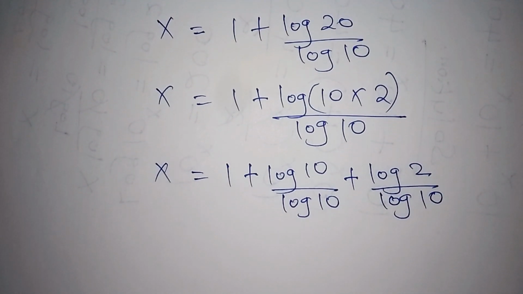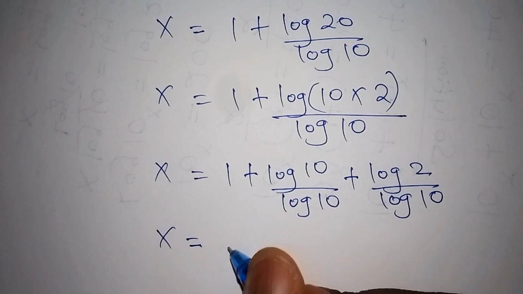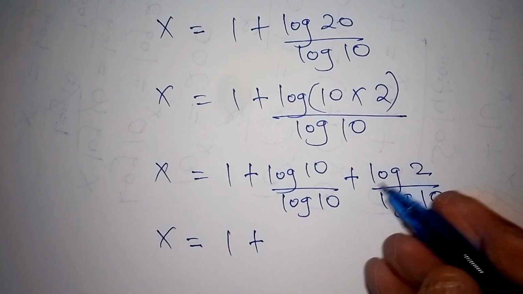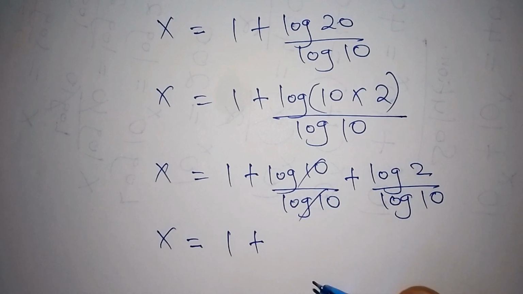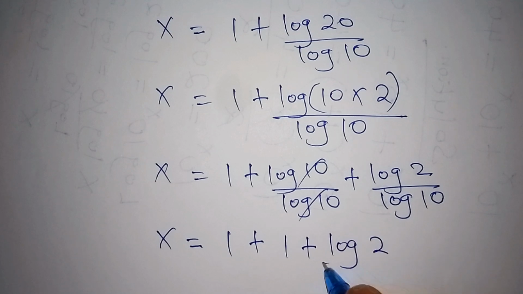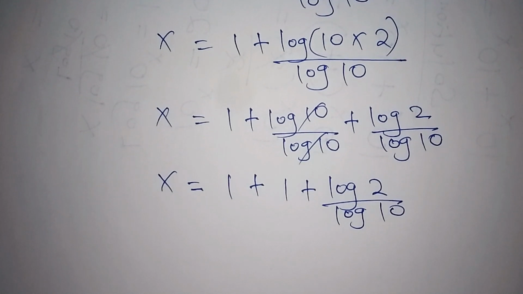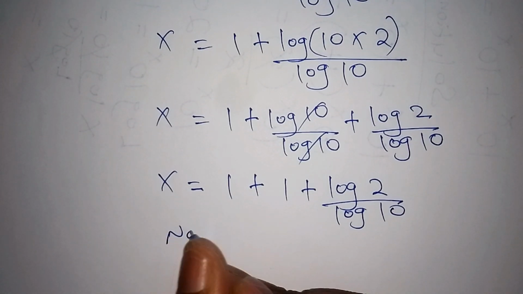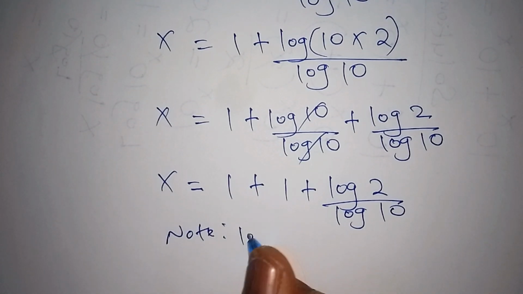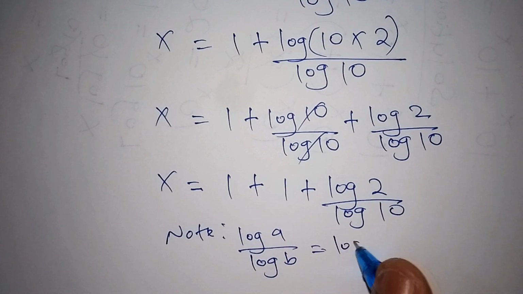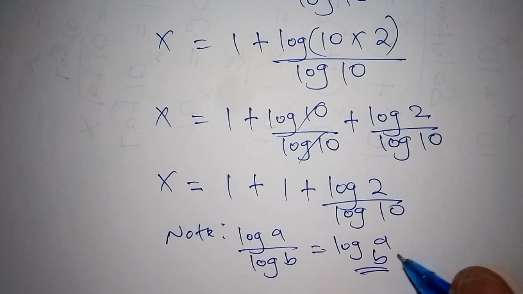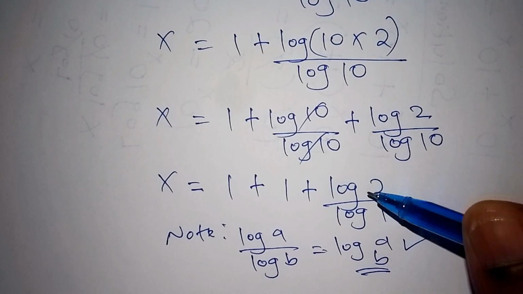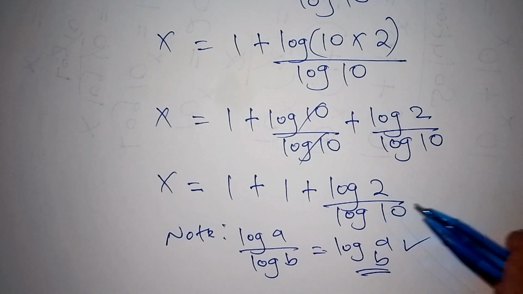So in this case, x is equal to 1 plus, the log 10 and the log of 10 shall cancel each other, so now we shall have 1 plus the log of 2 all over the log 10. According to the law of logarithm, note that if you have log a all over log b, this can also be written as the log of a to base b. So once you know that, let's use this to solve the log 2 over log 10.